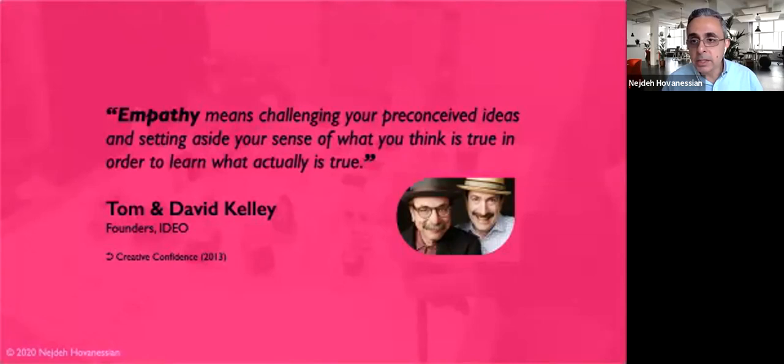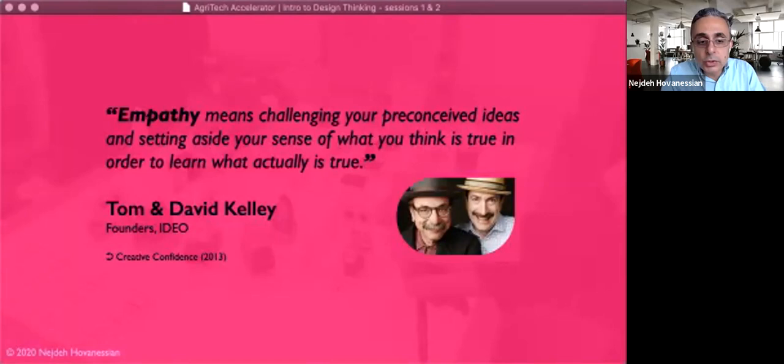So empathizing is a very important quality, and through empathizing you put yourself in the shoes of your audience and approach the question from their perspective. That's very important. As you see here, a very important quote from Tom and David Kelly, the founders of IDEO: empathy means challenging your preconceived ideas and setting aside your sense of what you think is true just in order to learn what actually is true.